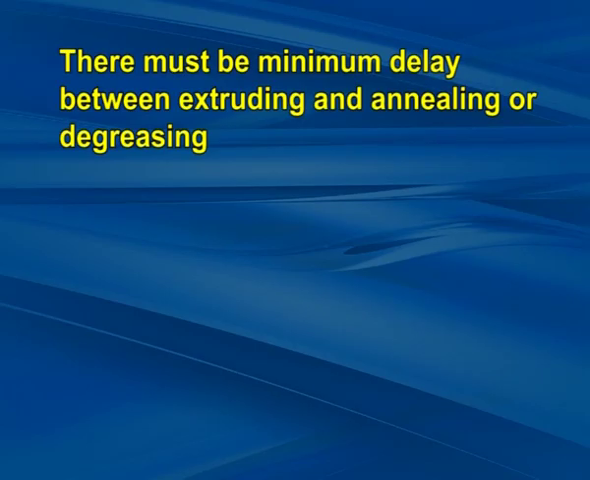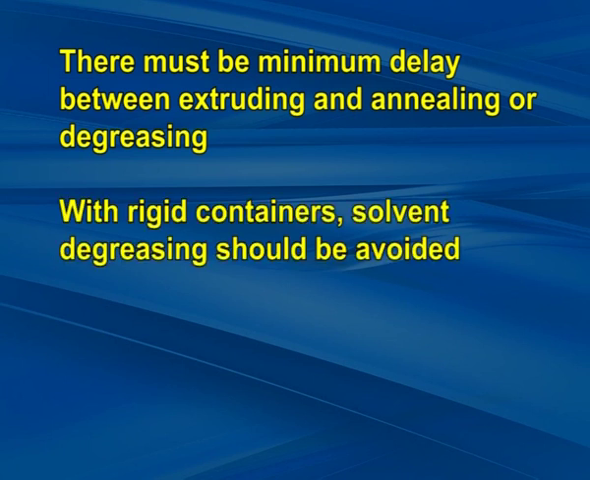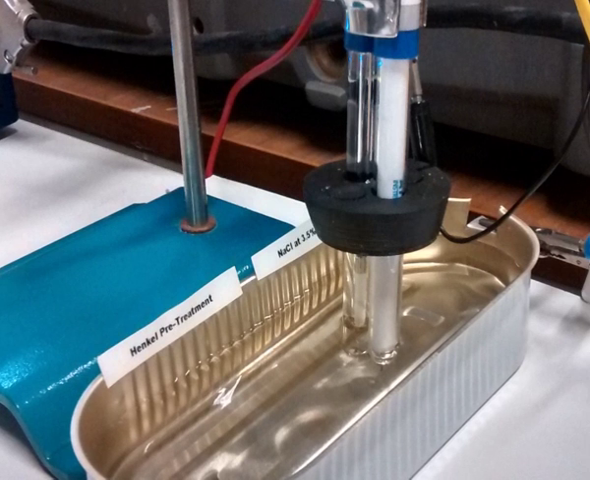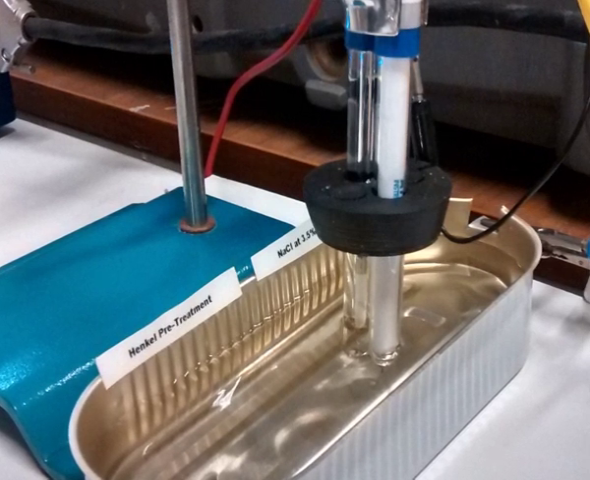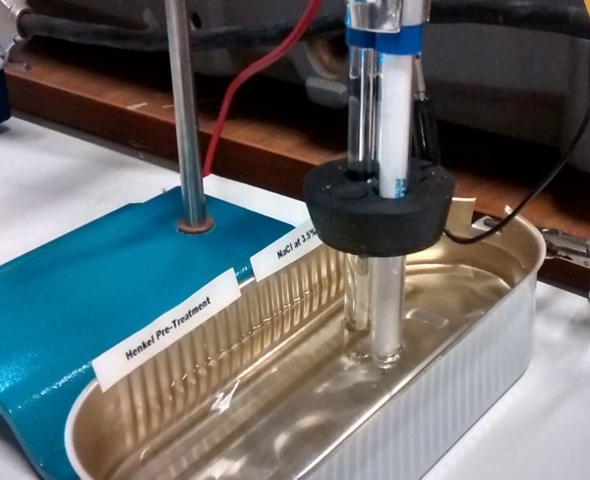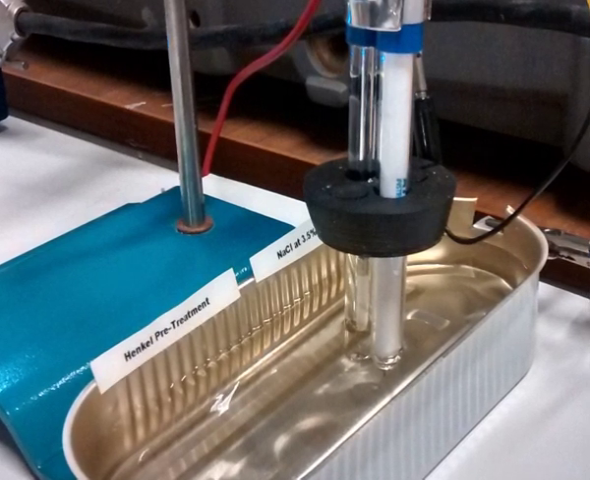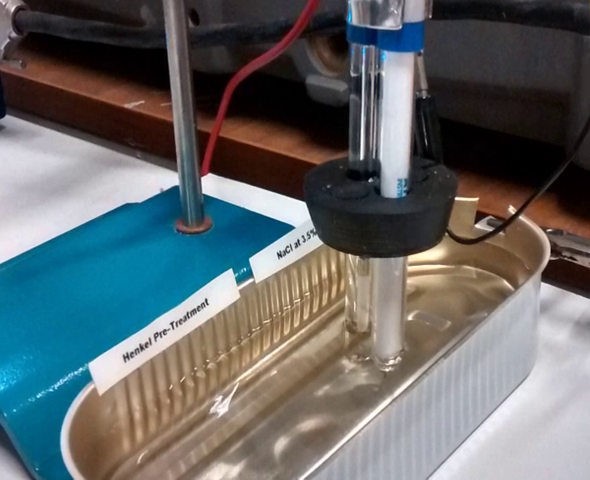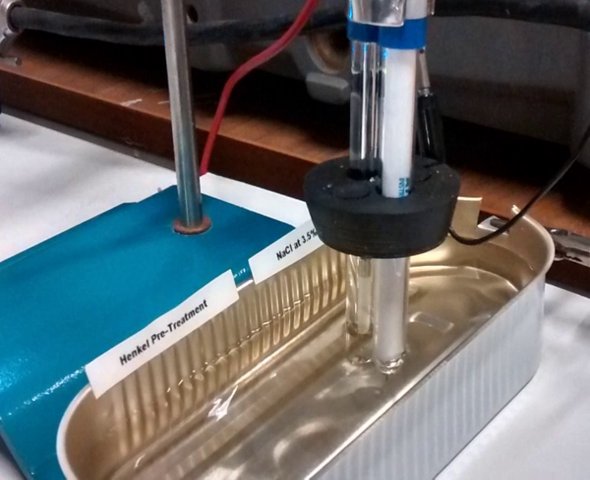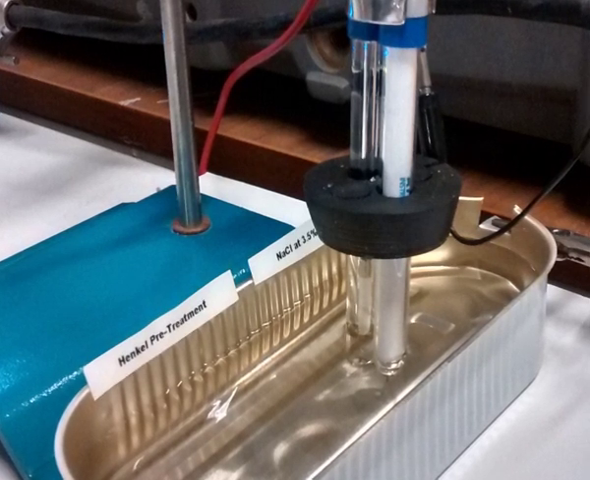There must be minimum delay between extruding and annealing or degreasing. With rigid containers, solvent degreasing should be avoided. Aqueous treatment, giving a chemically clean surface and slight etch, should be used, and there should be no delay between final rinse and drying. The containers themselves should be free from deep extrusion lines and tool metal.